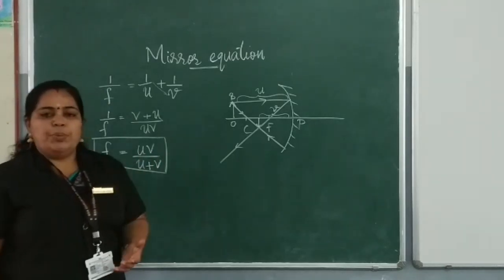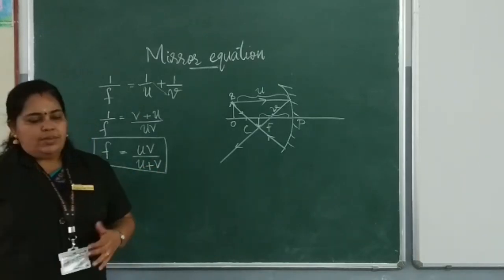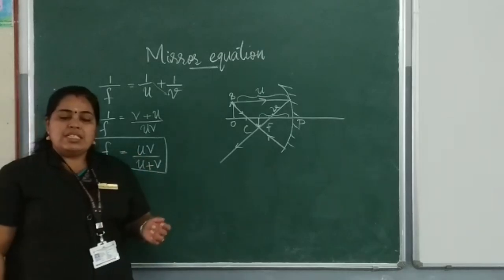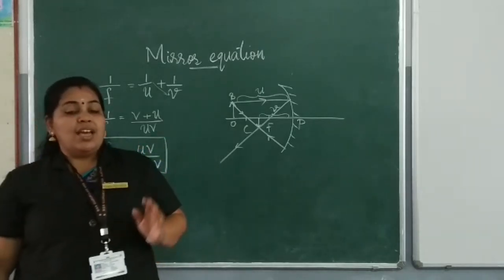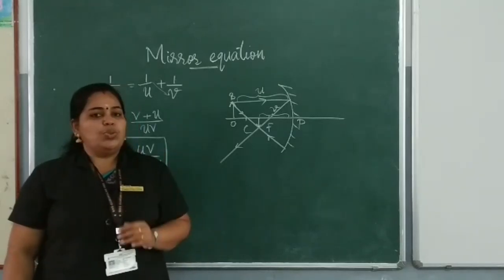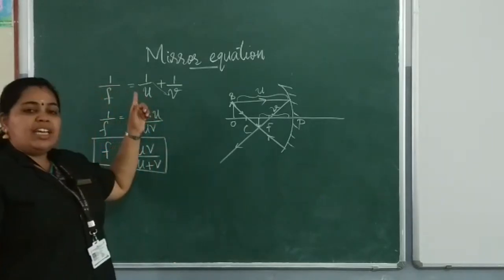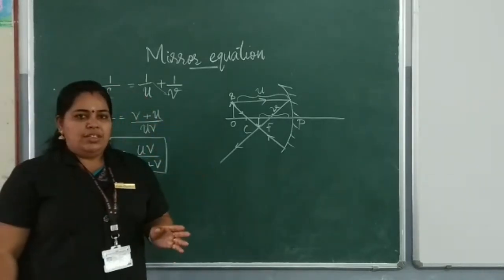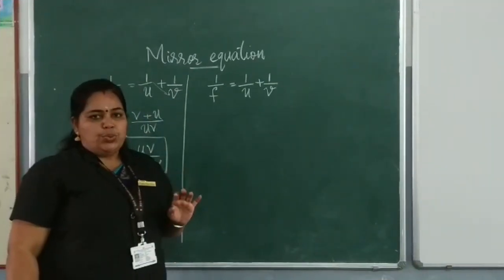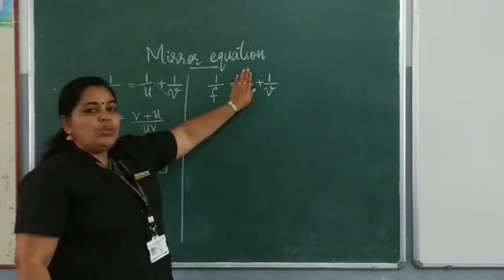So there will be so many problems related to this formula, so you have to study the formula. f is equal to uv by u plus v, where u represents the distance of the object to the mirror and v represents the distance from the image to the mirror. From this formula itself we can find out u and v. Let us find out. Next we can find out the value of u. So here we have to find out the value of u.